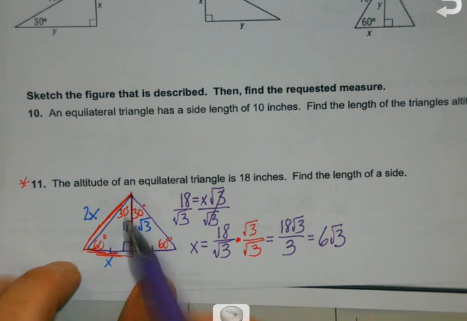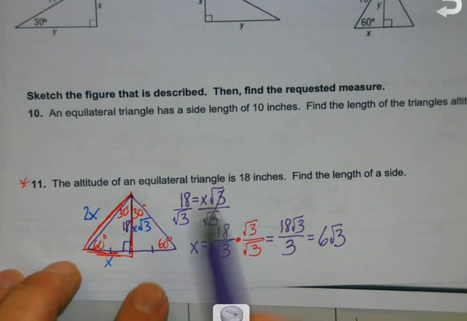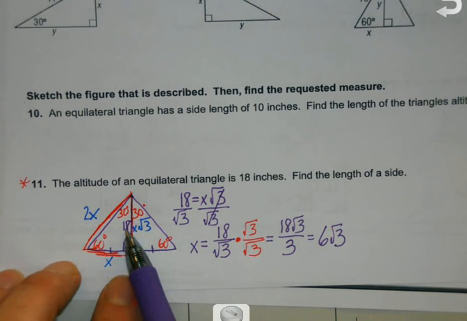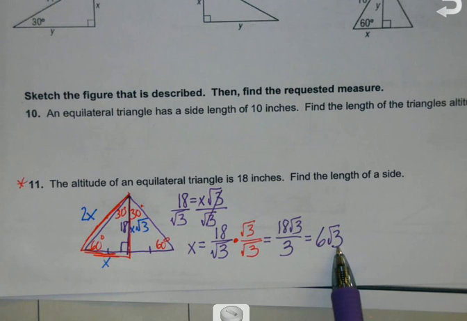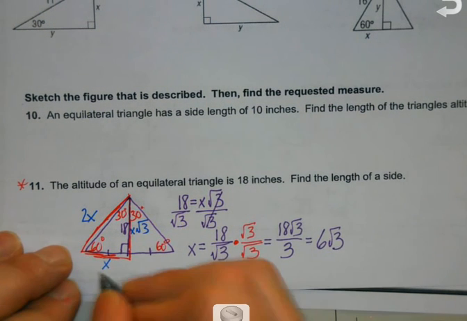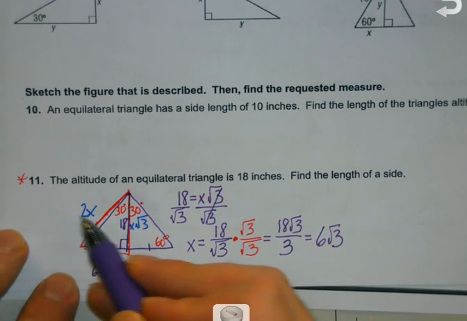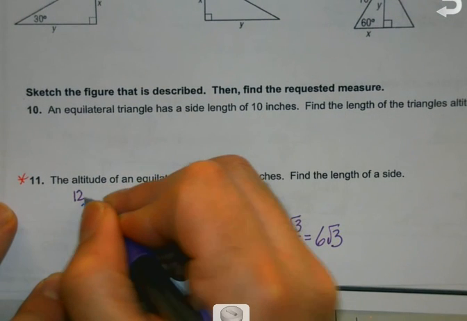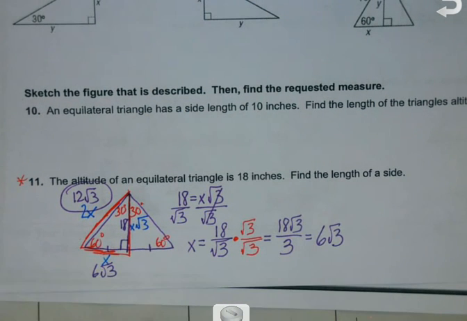Remember, when it's a 30, 60, 90, if I have the long side like this, divide the number, the side you have, by 3. 18 divided by 3 is 6. Slap a square root of 3 on it. 6 square root of 3. 2x is 12 square root of 3, which is the length of an entire side of your triangle. That's my answer. I'm done.